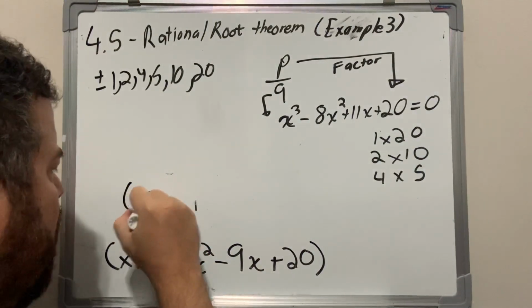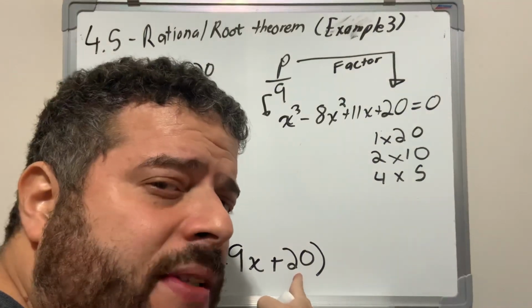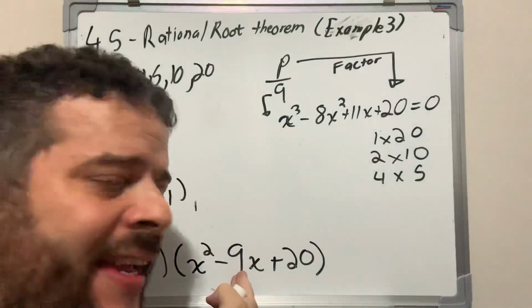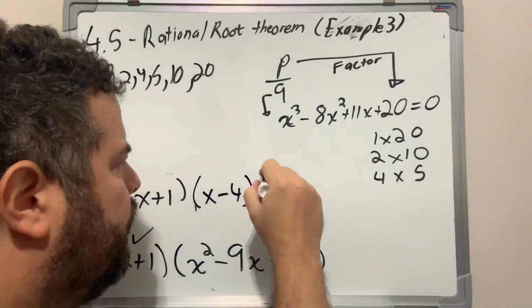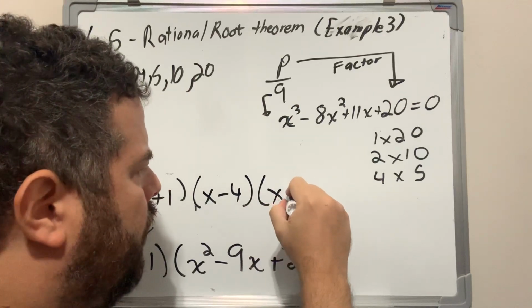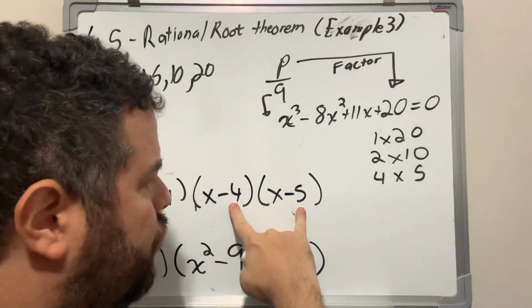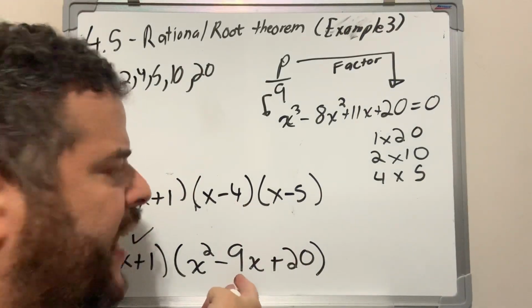So, two numbers that multiplied give me positive 20, and when I add those exact same two numbers, I get negative 9. The answer is x minus 4, x minus 5. When I multiply those two, I get positive 20. When I add those two, I get negative 9.